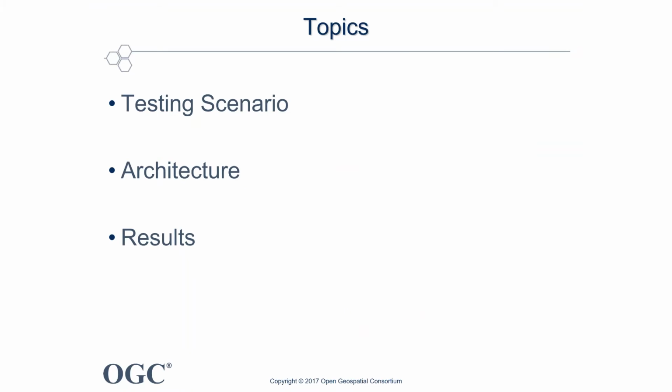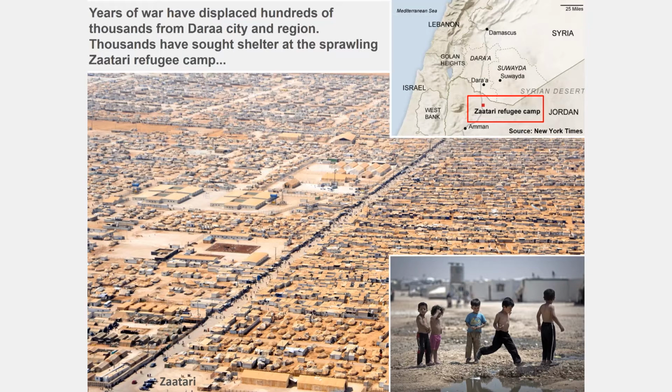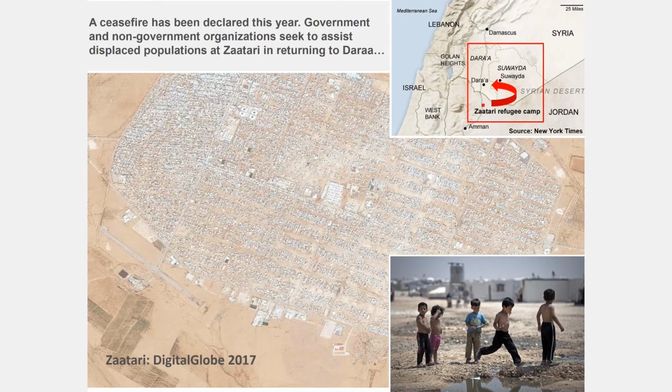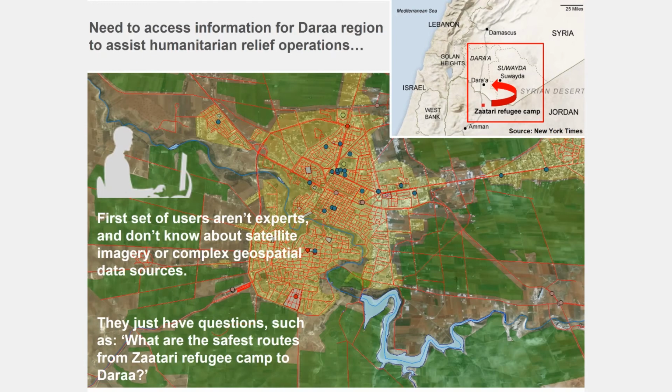Our scenario recognizes that years of war have displaced hundreds of thousands of people from Dara, Syria to Zaatari, Jordan. In this scenario, a ceasefire has been declared, and government and non-governmental organizations need help in returning the displaced population. To do this, they need to access information for both Dara and Zaatari to assist in humanitarian relief.